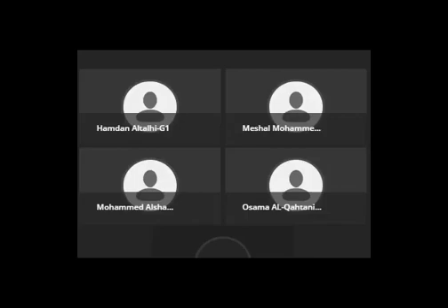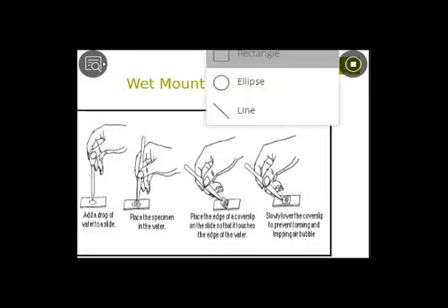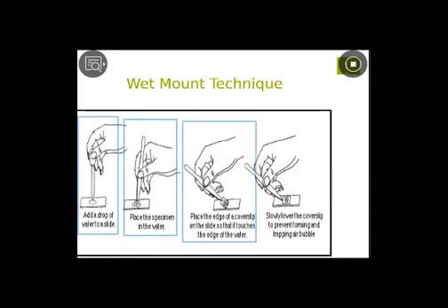Dear students, I just showed you the method of making a wet mount. This is the same method shown here. You will put one drop of water upon the slide, then put the specimen, in this case the letter E. Then you put the cover slip at an angle of 45 degrees and lower the cover slip slowly. This will complete the wet mount slide.